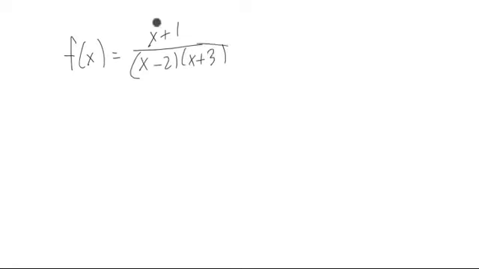Let's take a look at a type of function which is formed by just a fraction of polynomials. Something like x plus 1 over x minus 2 and x plus 3, or something like this. So we're going to discuss how to graph these. What does it look like?